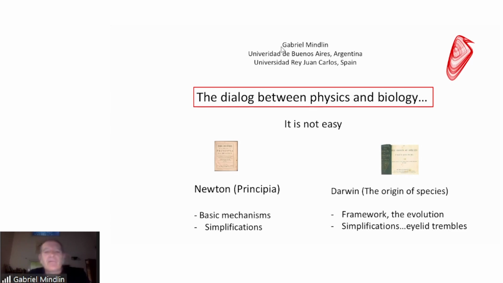Of course, the interaction between physics and biology is very difficult. Any one of you who has participated in this interdisciplinary work knows. If we come from physics, we're used to trying to unveil basic mechanisms and performing simplifications. And if you work in biology, you are not rigorous unless you are framing everything in the evolutionary context. Therefore, simplifications are not very easily accepted.